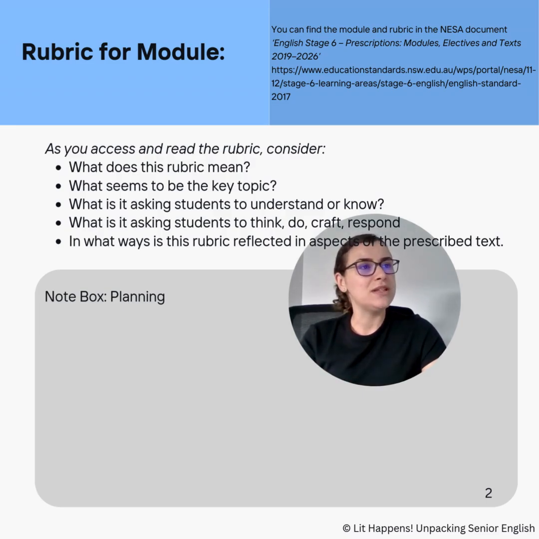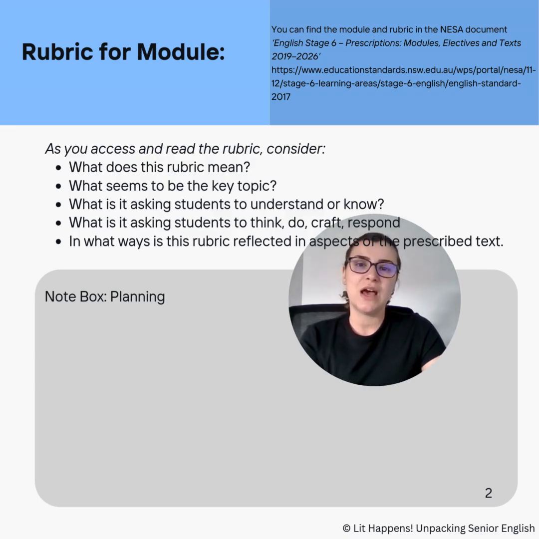So in terms of what does it mean? A few things stand out to me, obviously the title, Language, Identity and Culture. That lets us know as teachers that whatever our prescribed text is, the way we need to be engaging with, discussing and analyzing it will be according to these three notions here: language, identity and culture.